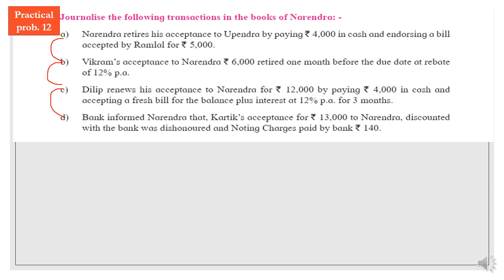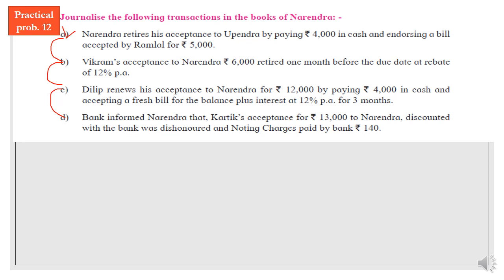Actually, in the previous problem, you were reading that one sentence was related to another. That was the story of 2 people, and many transactions were happening. But here, in every new transaction, there is a new relation. So you have to keep that in mind while solving journal problems of bills of exchange.